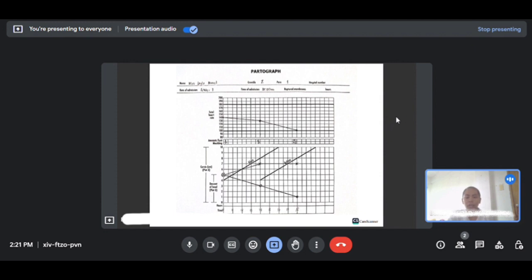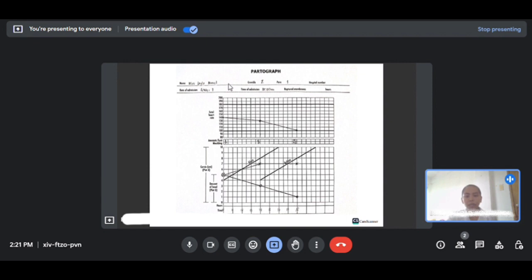So, Partograph, it is a graphical presentation of the progress of labor or of the fetal and maternal condition during labor. It is the best tool to help you detect whether the labor is normally progressing or abnormally progressing, and to warn you as soon as possible if there are any signs of fetal distress, or if the mother's vital signs deviate from the normal range.